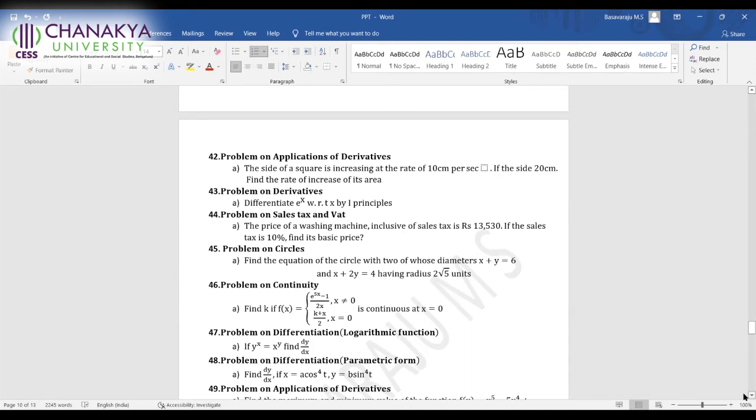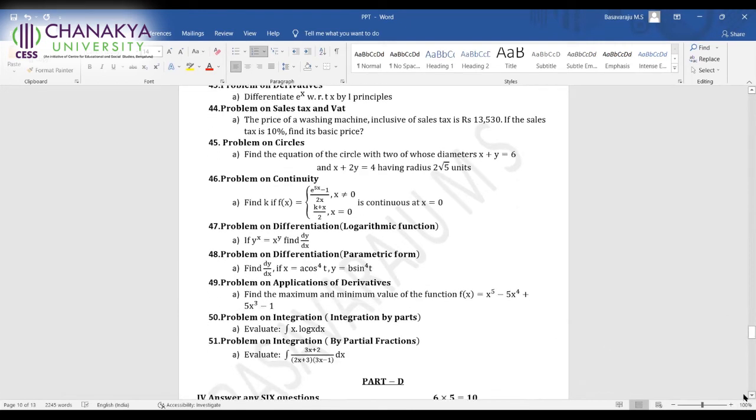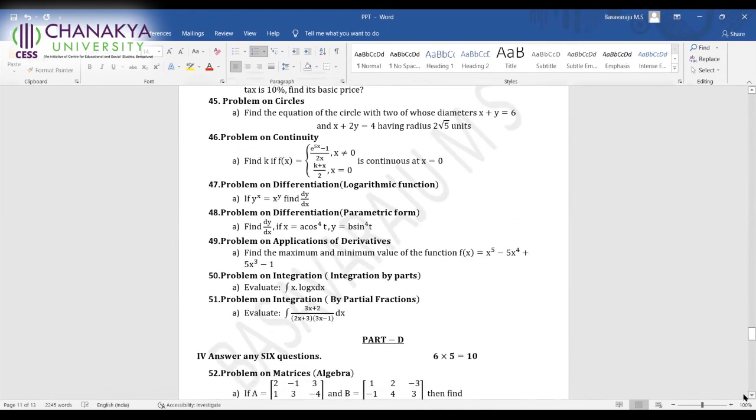Then problems based on continuity, and problems based on differentiation. There will be 2 different criteria in differentiation. The 3 marker must be taken from only these 2 concepts, nothing else. If they are given from differentiation, one has to be from parametric form and one from logarithmic form. If you practice logarithmic form and parametric form thoroughly, you can easily score 6 more marks in differentiation. And then from applications of derivatives, they'll ask based on maximum value and minimum value.